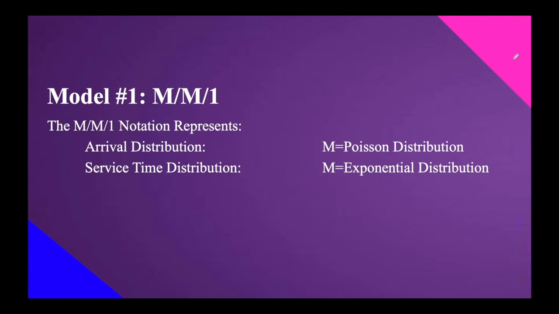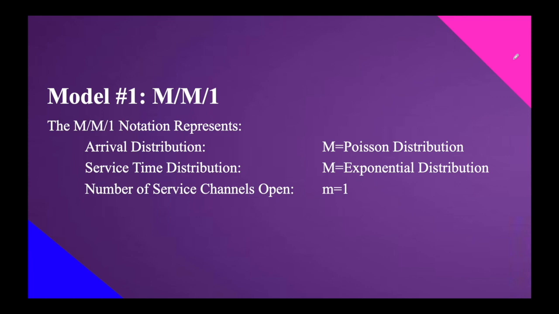I hope by this time, since you are done with your statistics class, you already know the difference between the Poisson and the exponential distribution. And for the last one, number of service channels open. So that is M equals 1, meaning we only have one server in our queuing system.